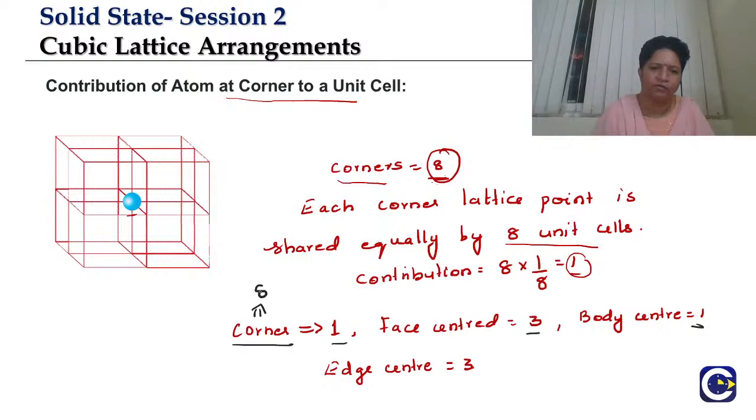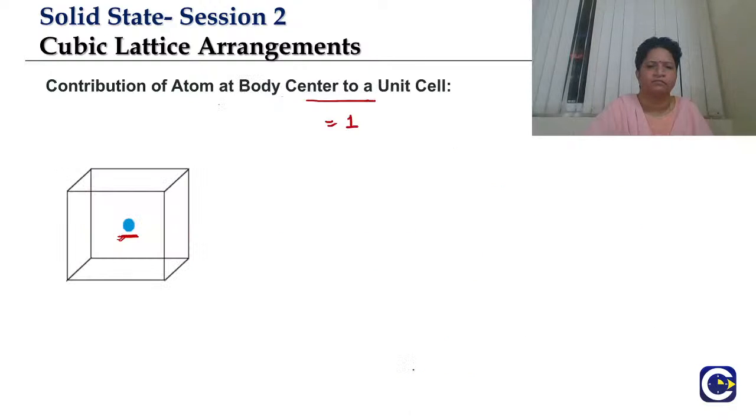At the corner it would be 8 lattice points. Face centers would be 6. Body centered would be 1. Once we have it at the center of the body, it is not shared by anything. Edge centers will be 12, shared by 4 unit cells. Any doubts you can ask me so that I can go ahead. Otherwise, I'll go with a quick recap of what we have done. This is 1 at the body center, which is not shared by any other unit cell.